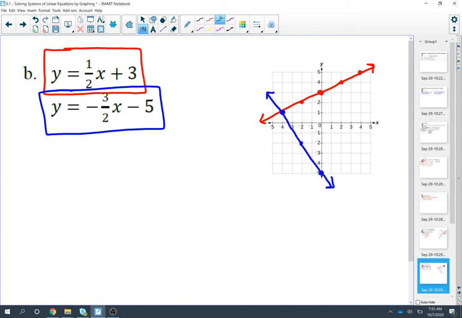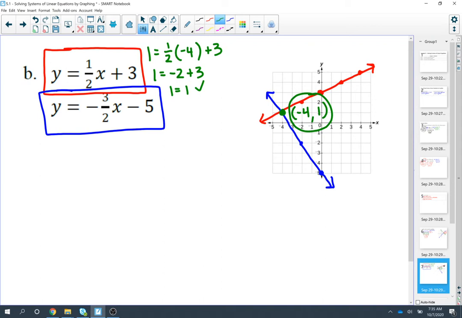We look for the intersection. They both hit right there, and that's back 4, up 1, so -4, 1. And we believe that is our solution, but now we need to check it. X is -4, y is 1. So in my first one, 1 equals 1/2 times -4 plus 3. 1/2 of -4 is -2, plus 3. -2 plus 3 is 1.